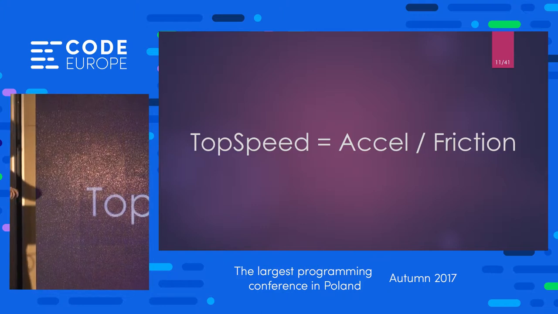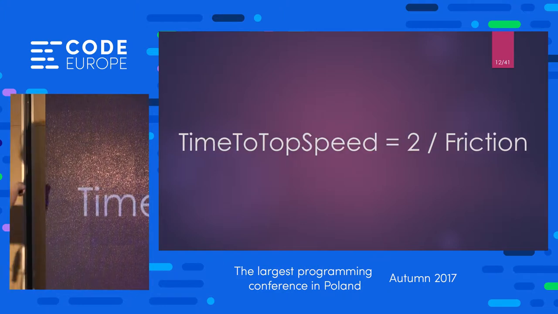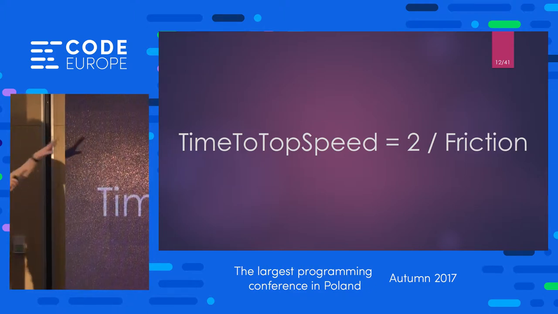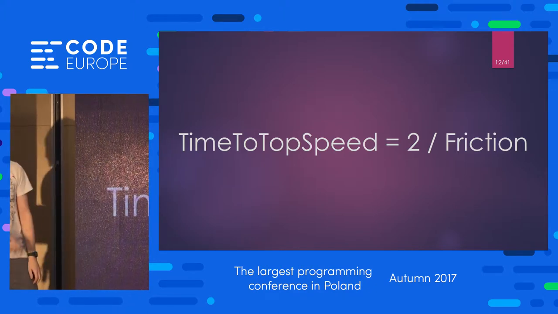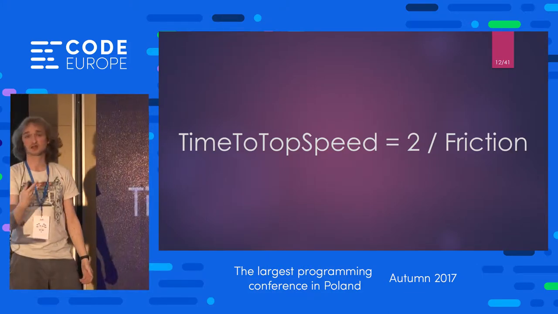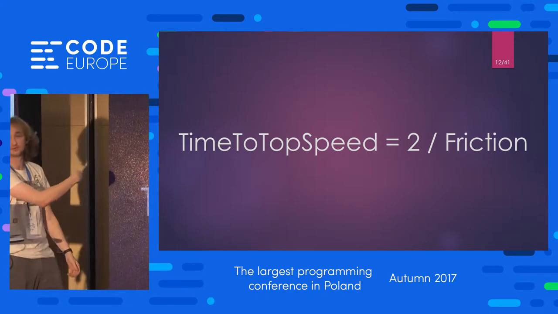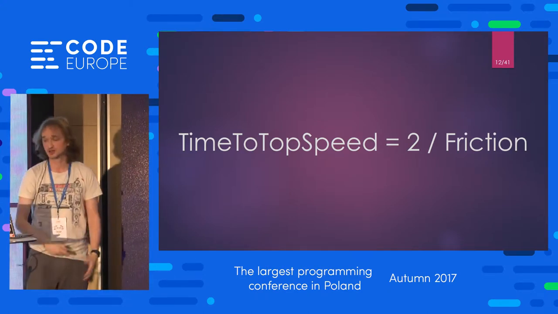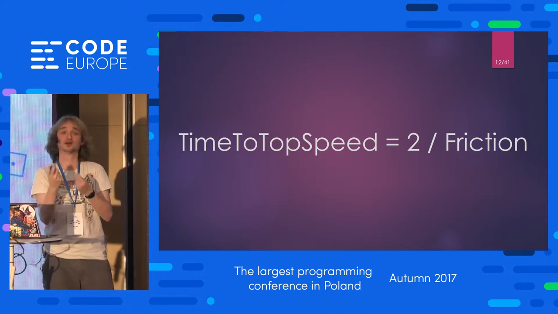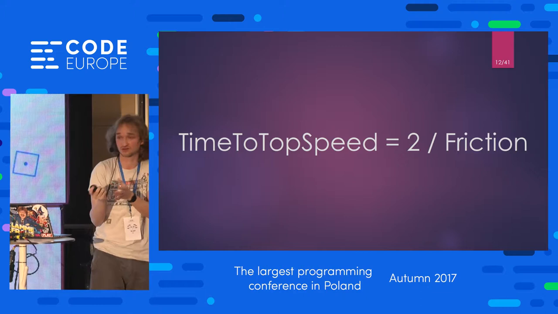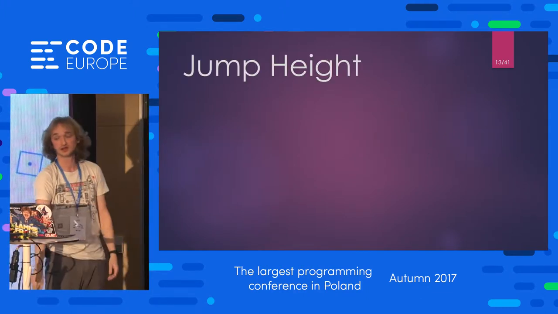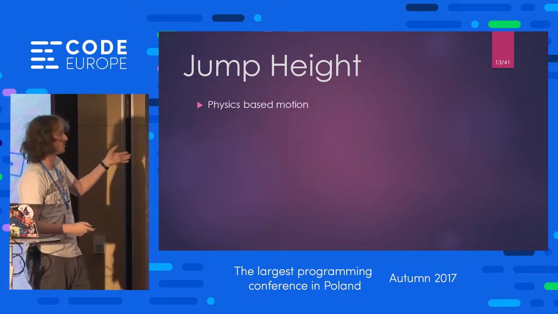that you want. And there's this other formula, which is the time it takes to accelerate towards this top speed, which is approximately 2 divided by the friction. So there's a funny thing you can already notice: the acceleration value doesn't influence the time it takes to reach the top speed. So these are some tricks you can use as a programmer to become a designer for this physics-based motion. And another problem we had was tweaking the jump height, because, again, the game is all physics-based.